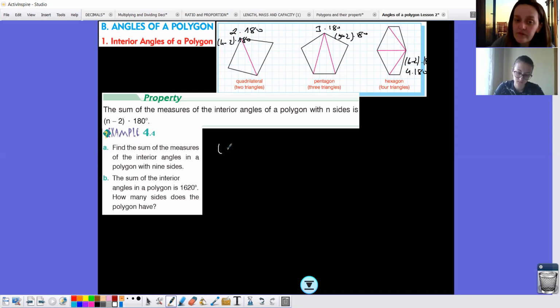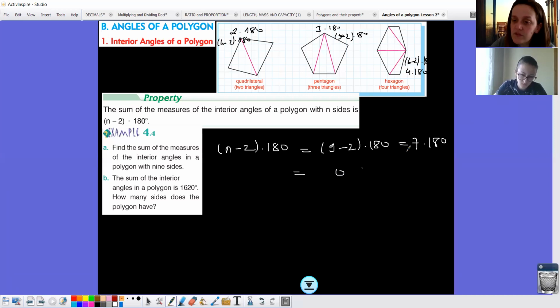So what do we have? N minus 2 times 180. If it is given that it has 9 sides, I will do 9 minus 2 times 180, which is 7 times 180. What will this be? 7 times 0, it's 0. 7 times 8, 56, 5 in mind. 7 times 1 is 7, plus 5 in mind, 12. So it is 1260 degrees.